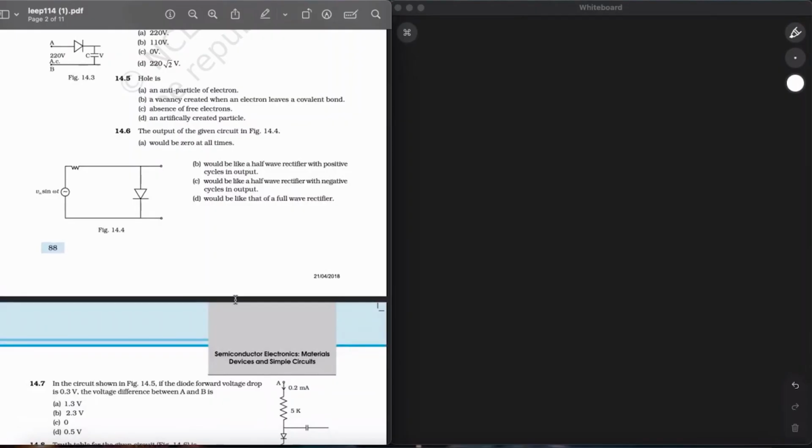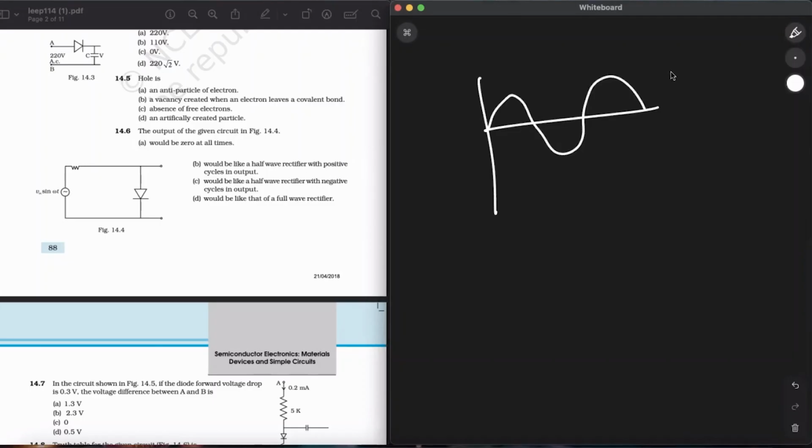Okay. The output of the given circuit would be 0 at all times. Would be like a half wave rectifier with positive cycles in output. Would be like a half wave rectifier with negative cycles in output. Would be like that of a full wave rectifier. Okay. So now this is the input voltage V. Alright. So this is the input voltage V with time T.